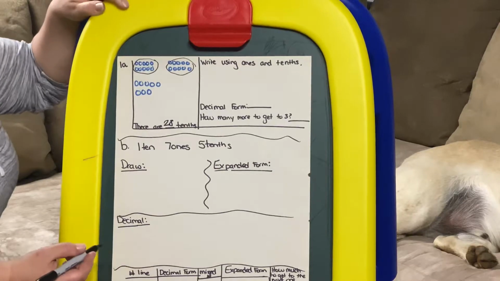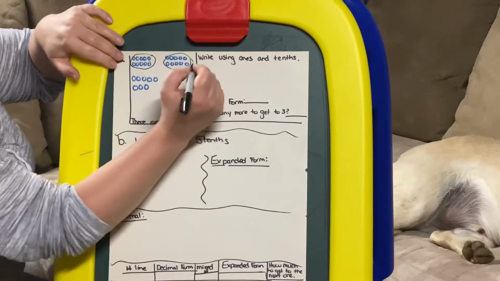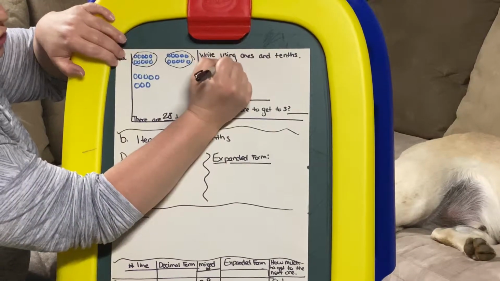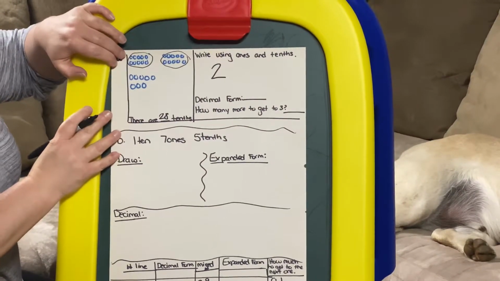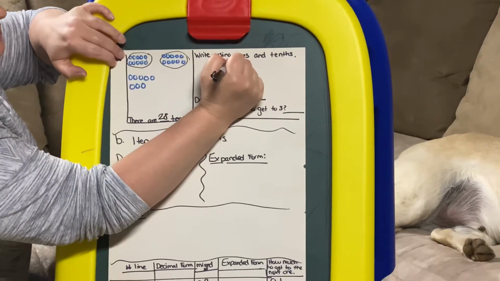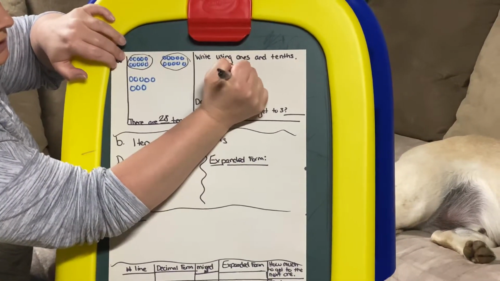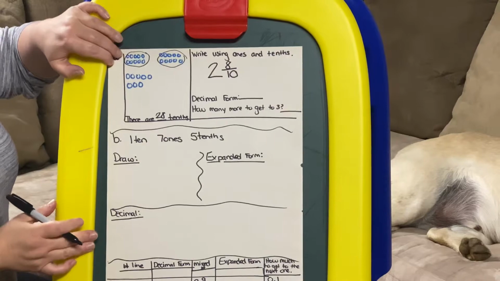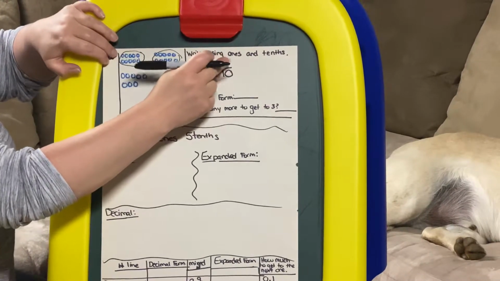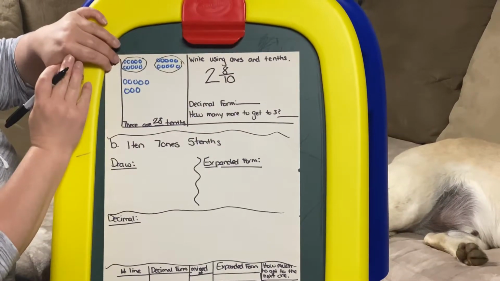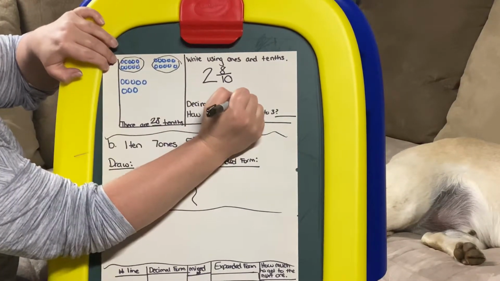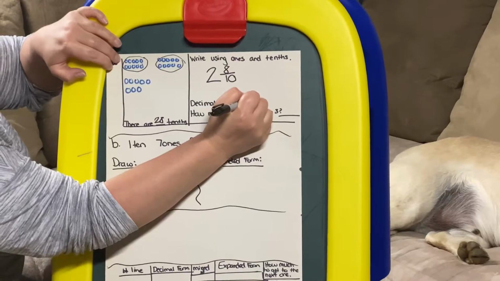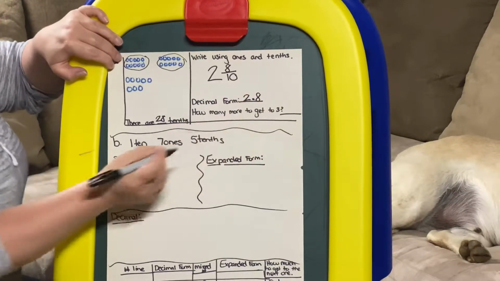If we're looking at the second part, it says write using ones and tenths. Well, I have 28, so I have two whole numbers, and I have 8 tenths. 2 wholes and 8 tenths. I'm going to take that and turn it into a decimal form. 2 wholes, decimal point, 8.